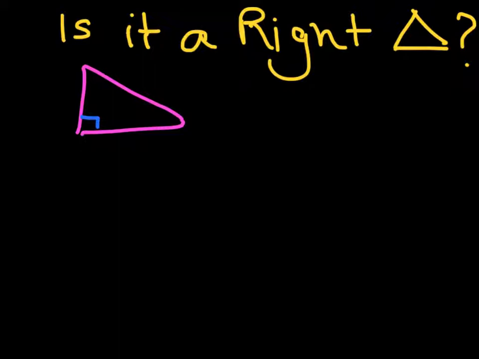But if that symbol is not there, then I know that it's not a right triangle. So let's see if I can get rid of that symbol there. Okay, so no symbol, then I don't know if it's a right triangle. I can assume, but we don't want to assume.